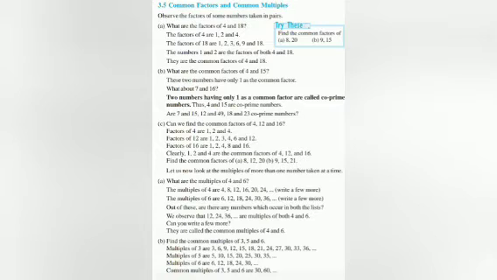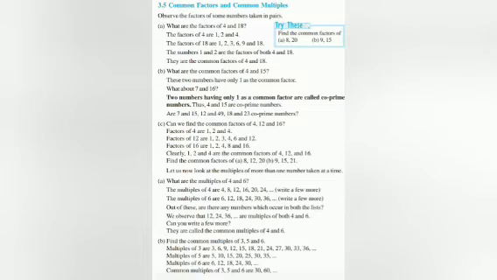Then what are the multiples of 6? Multiples are just like a table. The example is given with 4 and 6. So the multiples of 6 are 6, 12, 18, 24, 30, 36. Now we can write down from all these multiples which are the common ones. 12, 24 and 36. So these are all common multiples of 4 and 6.